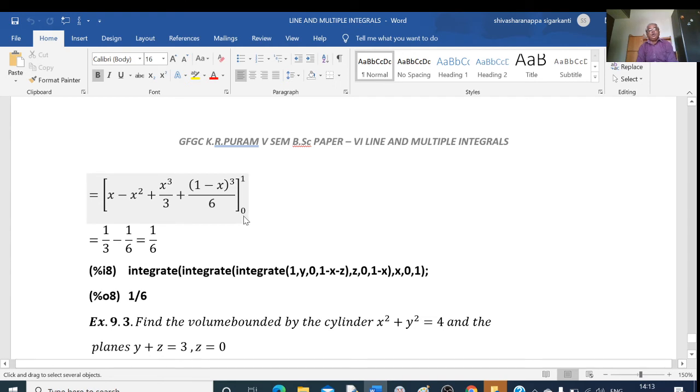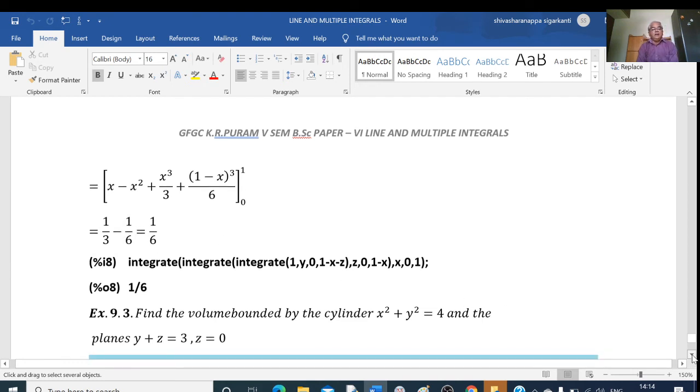Next, substituting the lower limit x equal to 0, this becomes 0, this becomes 0, this becomes 0, and this becomes 1 minus 0 is 1. 1 cube is 1, so 1 by 6. So 1 by 3 minus 1 by 6 is equal to 1 by 6, which is the volume.